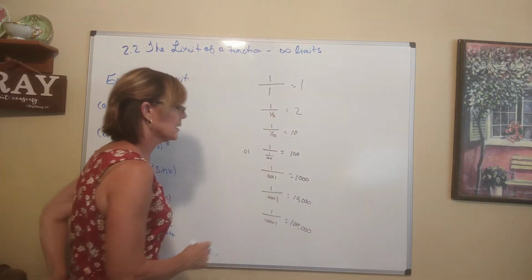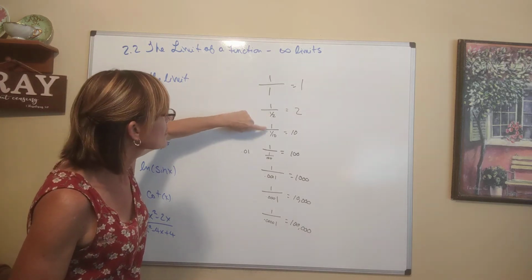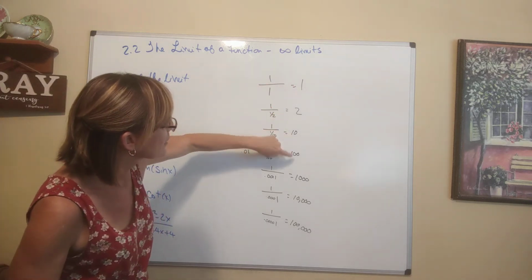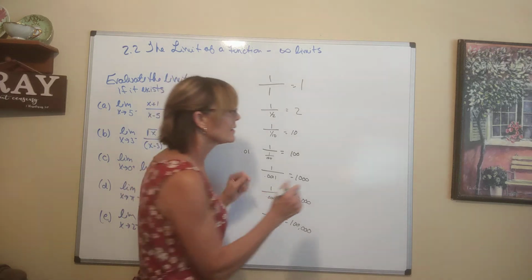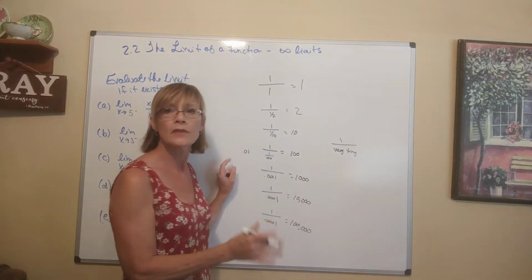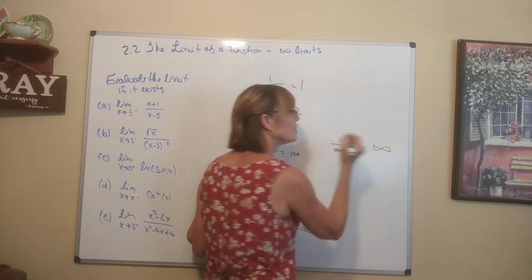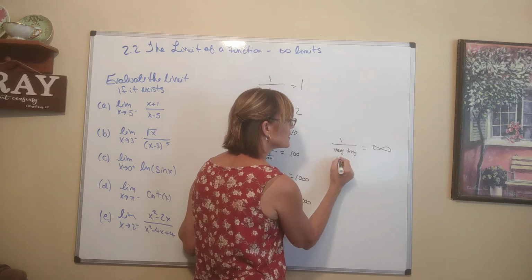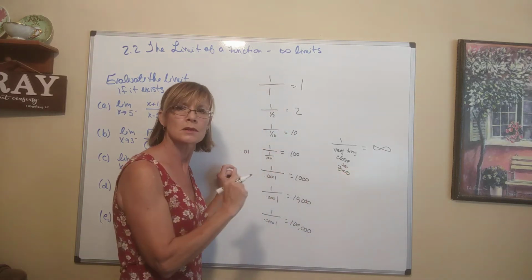Okay, what do we see? What can we pick up on? When you take a number and you divide it by something smaller and smaller, the result gets bigger and bigger. So let's imagine that we were dividing a number by something very tiny. This would make it really, really big, something like infinity. So very tiny means something very close to zero, but not zero.